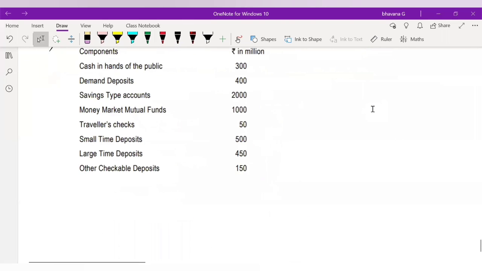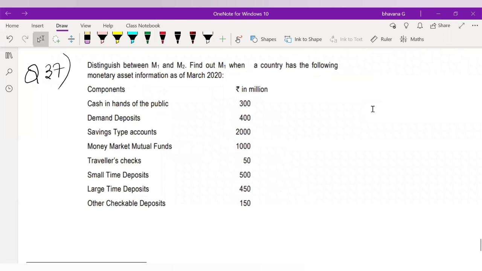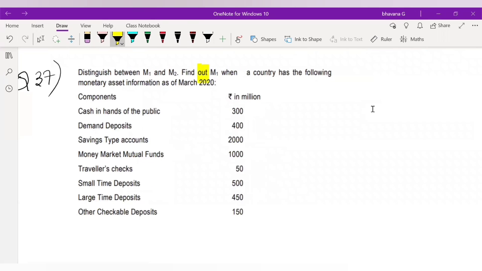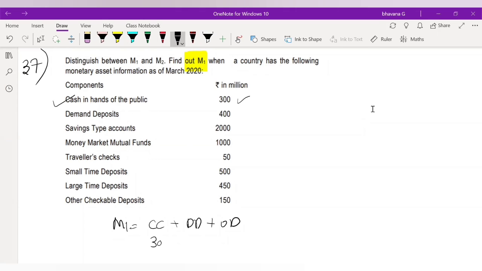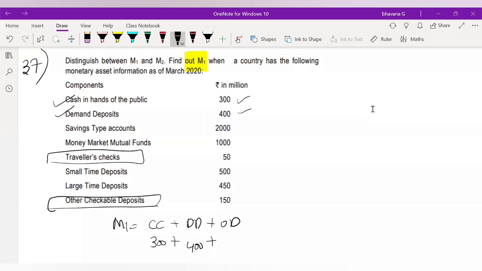We'll move on to the 37th question. Here in the 37th question, they have asked you to find out M1. What is M1? M1 equals currency with the public plus demand deposits plus other deposits. One thing you have to remember is that currency with the public, cash in the hands of the public, you will take 300. Plus demand deposits, they have given you 400. Plus other deposits, what you have to remember here is that other checkable deposits you have to take, and also traveler's checks you have to take.